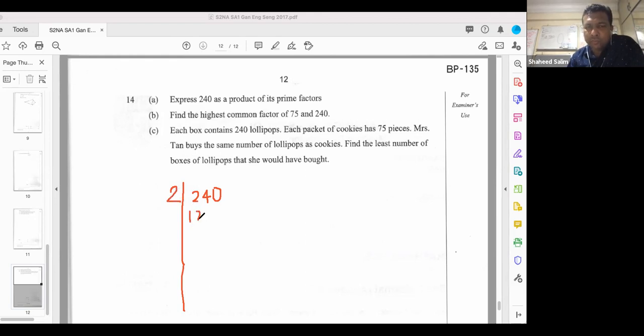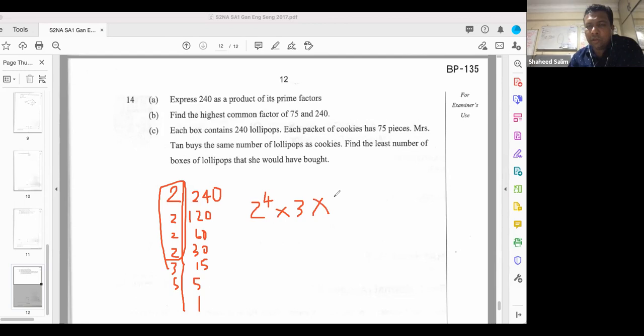Divide by 2, you get 120. Divide by 2 again, you get 60. Divide by 2 again, you get 30. Divide by 2 again, you get 15. Now, cannot divide by 2. Go to the next prime number, 3, you get 5. Now, divide by 5, you get 1. So you see, 2 to the power of 4, times 3, times 5. If you have forgotten, you try to divide. All these are prime numbers. So 2 to the power of 4 times 3 times 5. Now this is your prime factorization, the answer of question number 1.